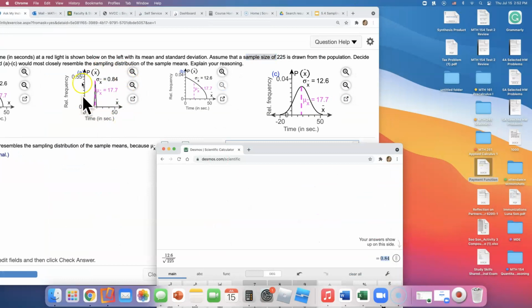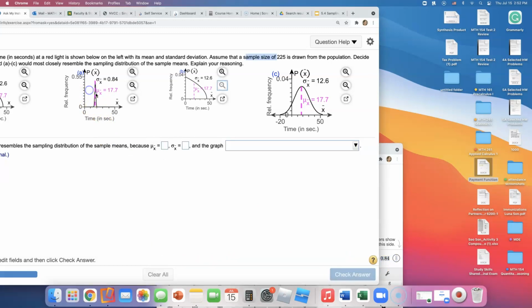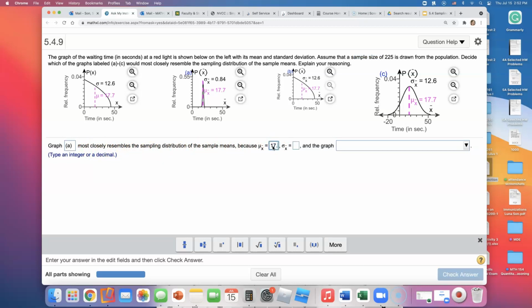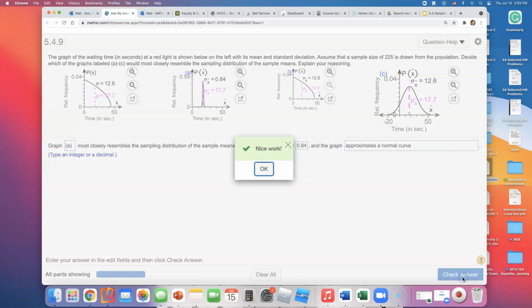A is the correct answer because it has the right standard deviation. When I did 12.6 divided by square root of 225, the standard deviation came out to be 0.84. So A is the correct answer. So graph A most closely resembles the sampling distribution of the sample mean because the mean is 17.7, the standard deviation is 0.84, and the graph approximates the normal curve. And it should because, look, the sample size is so big. If it's greater than 30, it's going to approximate a normal curve. And that's all you do for this problem.